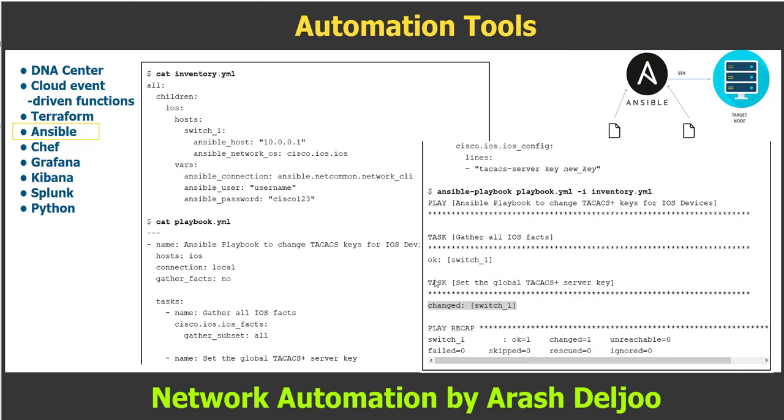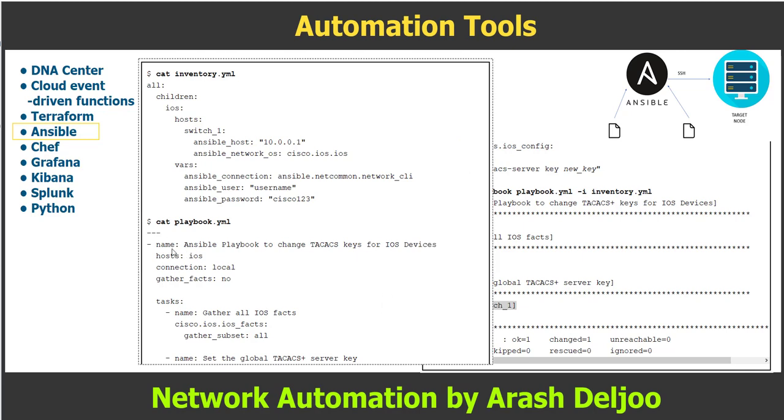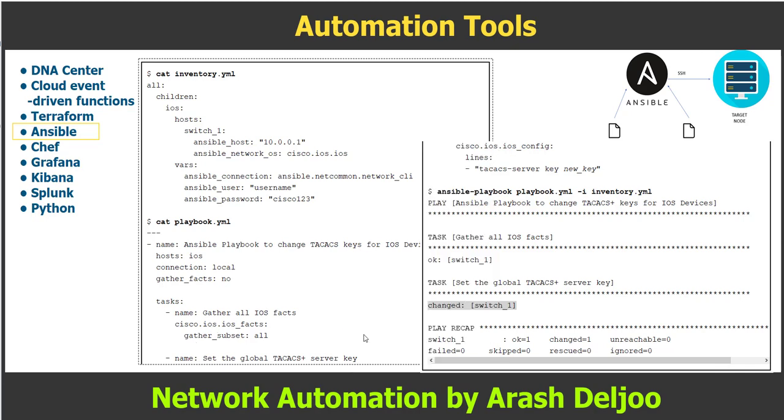Here you can see that, for example, we have the playbook.yaml, an Ansible playbook to change TACACS keys for IOS devices. Hosts equal ios, connection local, gather facts no, and a task named gather all IOS facts and some other information. You know that here we are reviewing only. Actually, we don't want to talk about the detail of Ansible here. And then ansible-playbook playbook.yaml -i inventory.yaml. Here you can see that it plays, and here we have play, task, and also some other useful information.